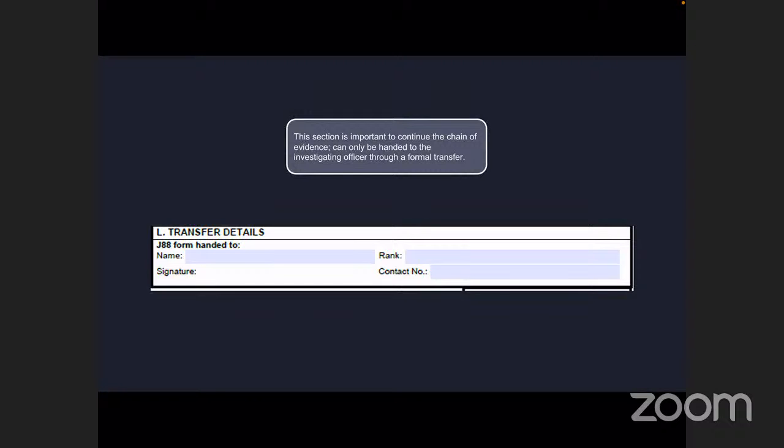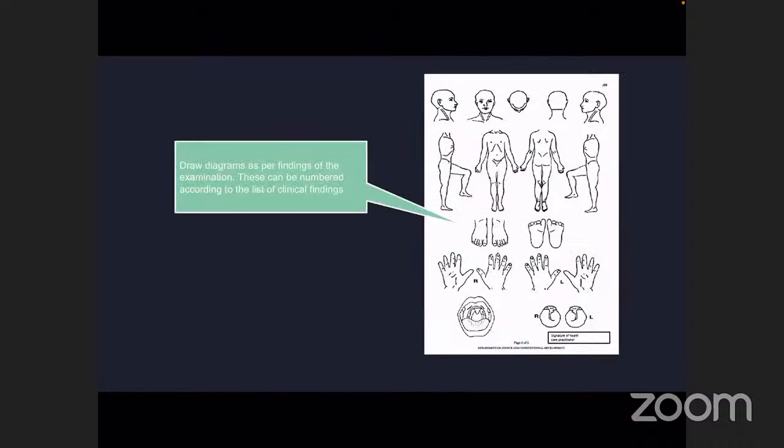This section is important to continue the chain of evidence, and it should only be handed to the investigating officer through a formal transfer. If the investigating officer is not available at the time that you want to do the transfer, the document should be kept in the patient's clinical file, and a time with the investigating officer should be arranged for a formal transfer. And then the investigating officer would just have to fill in their name and their details once handed over.